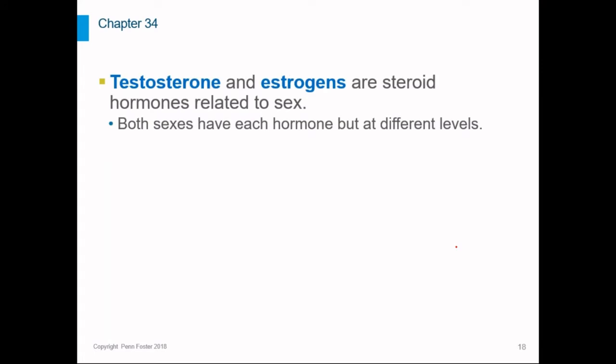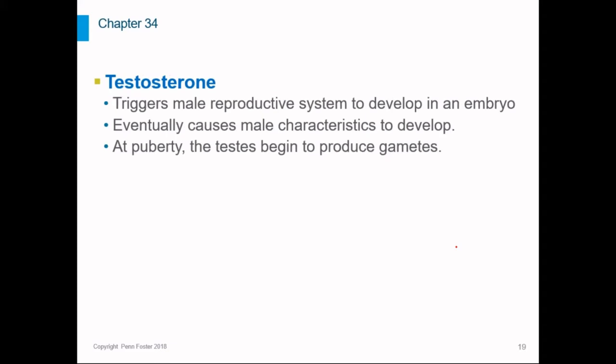Okay, the next section is about the reproductive systems. Testosterone and estrogens are both steroid hormones related to sex. Both sexes do have each hormone, but at different levels. Testosterone triggers the male reproductive system to develop in a human embryo, and eventually causes male characteristics to develop. At puberty, the testes begin to produce gametes due to testosterone.